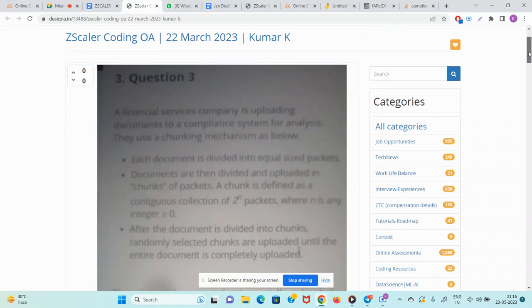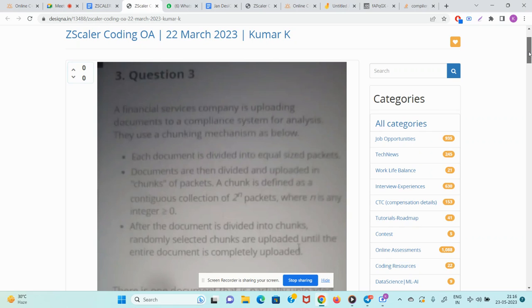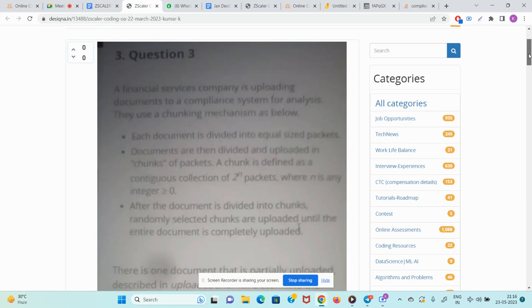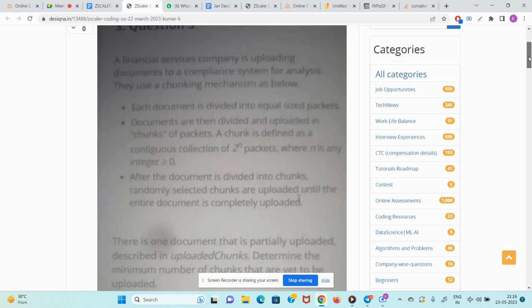A financial services company is uploading documents to a compliance system for analysis. They are using a chunking mechanism as below. Each document is divided into equal sized packets. Documents are then divided and uploaded in chunks of packets. A chunk is defined as a contiguous collection of 2 raised to n packets where n is any integer, okay, integer greater than or equal to 0. After the document is divided into chunks, randomly selected chunks are uploaded until the entire document is completely uploaded.